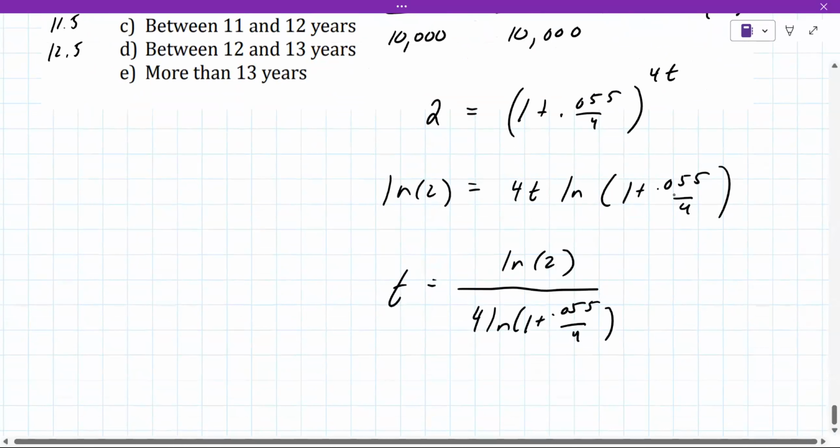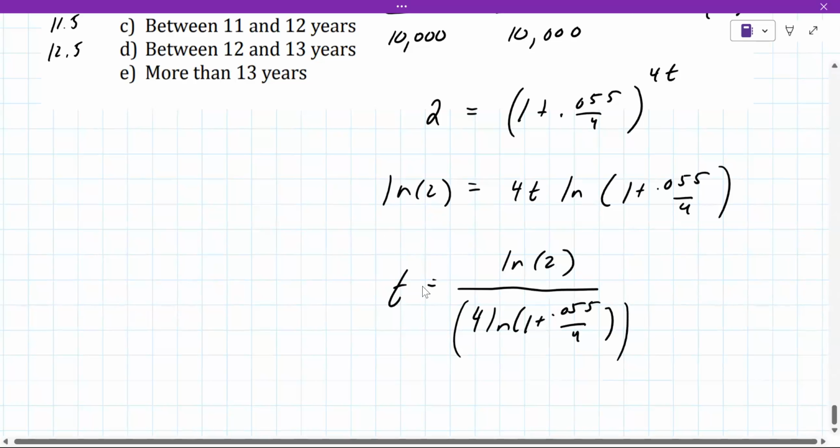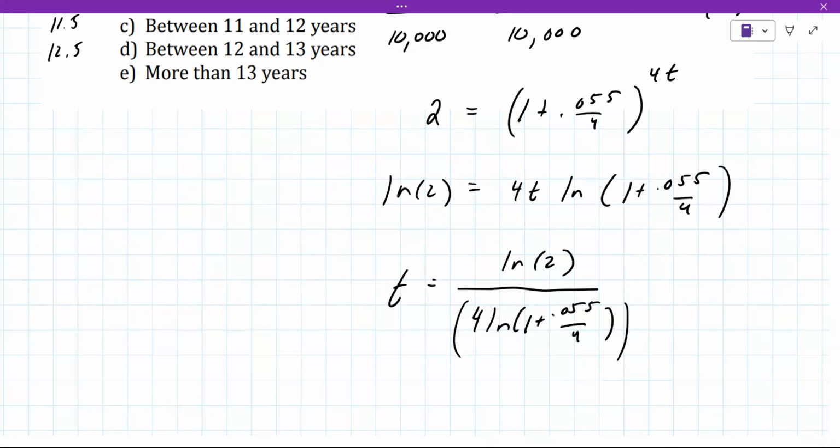So it ends up being t equals the natural log of 2 over 4 natural log of (1 + 0.055/4). So if you're going to do this in your TI-83, make sure you put that extra set of parentheses around the bottom. That way, you get the calculation right. Very easy to do something wrong.